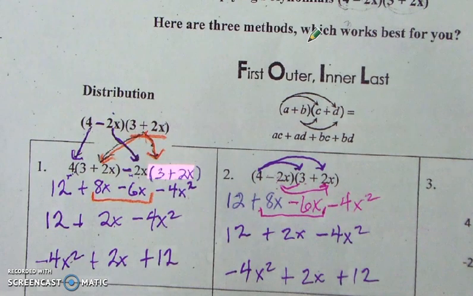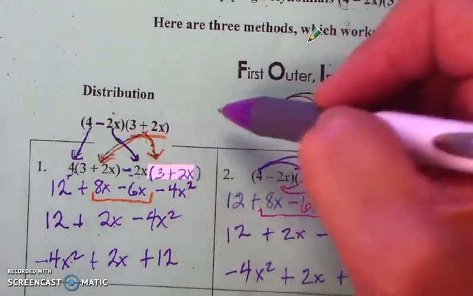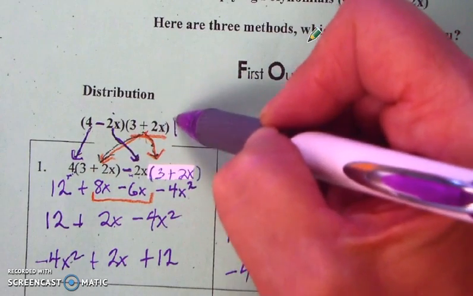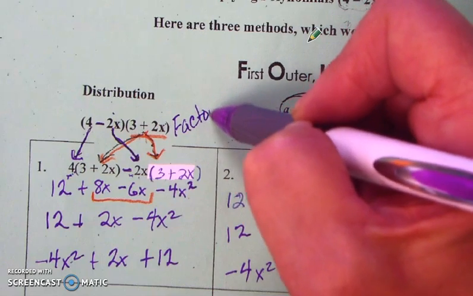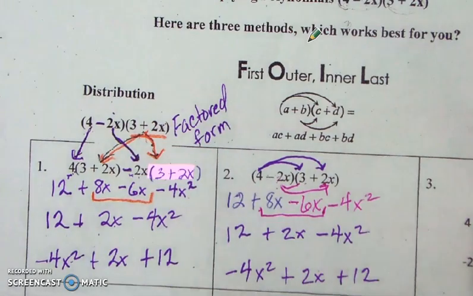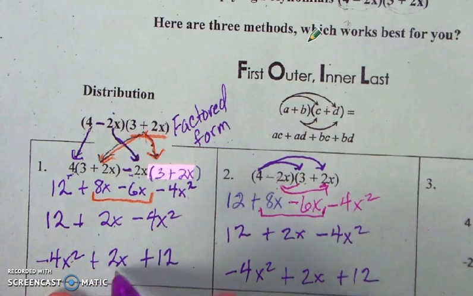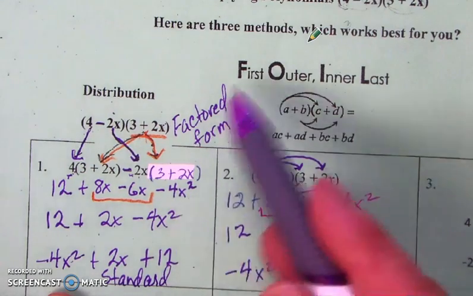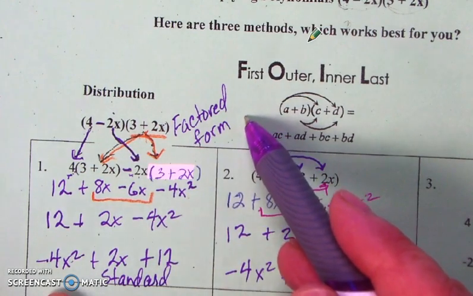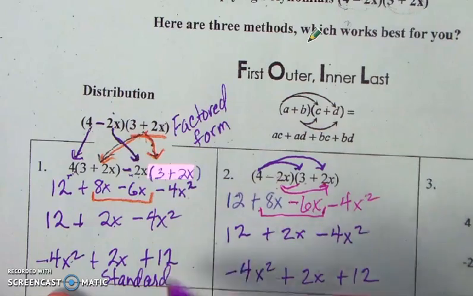Okay? So that was the FOIL method. Now what I want you to do is right here above this one, we want to recognize when the numbers are in factored form. So right next to that, we're going to put factored form. And we also want to recognize that those same numbers, when multiplied out, can be in standard form. So it's the same expression. It's just written in two different ways. Factored form, we multiply it out, and then we get standard form.